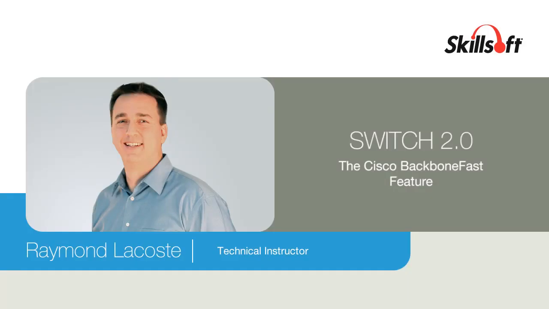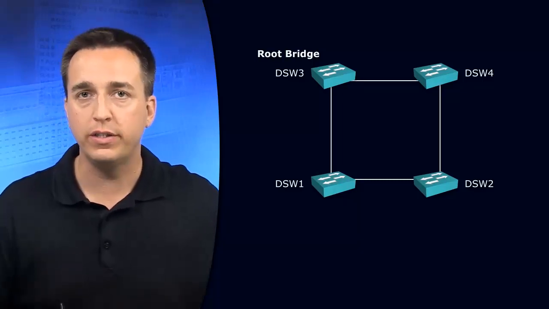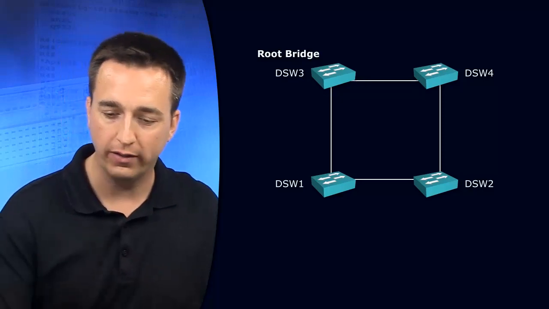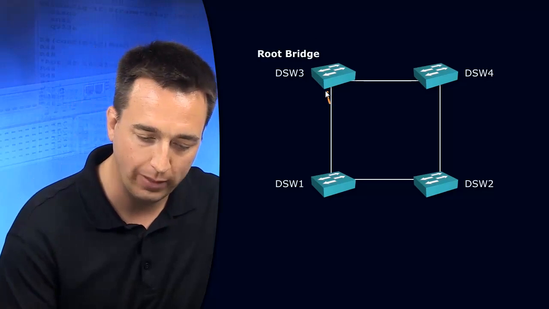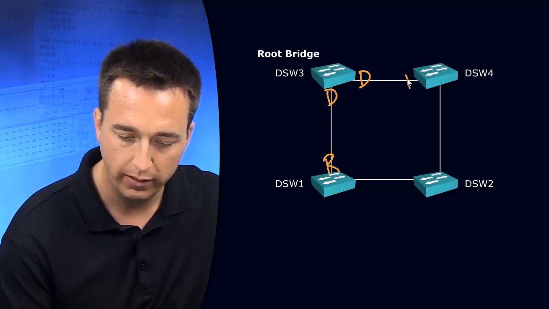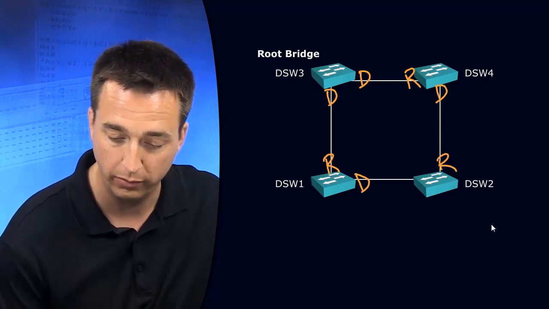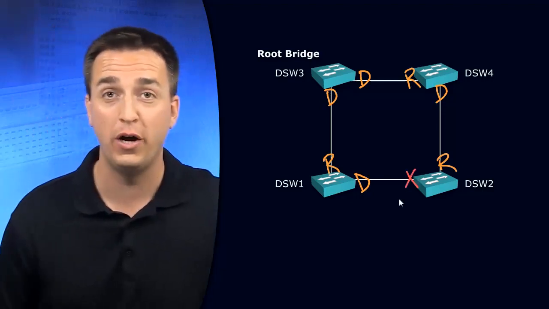BackboneFast is a spanning tree protocol feature that speeds up convergence times due to indirect link failures. In our topology here, DSW3 is the root bridge, so it has a designated port. This will be a root port. This one will be a root port. This will be designated. This will be designated. This will be a root port. And this is our blocked port within the topology.